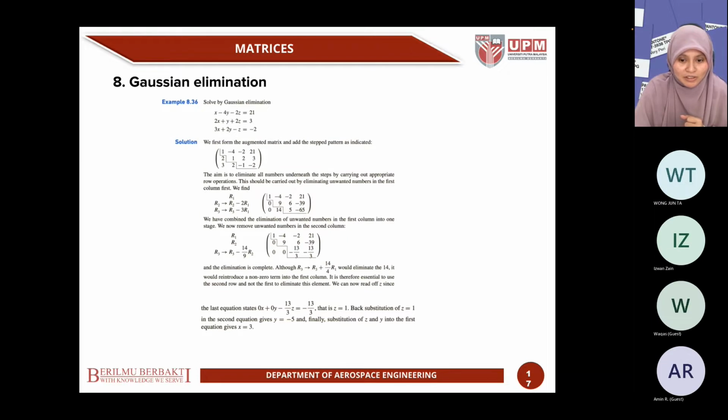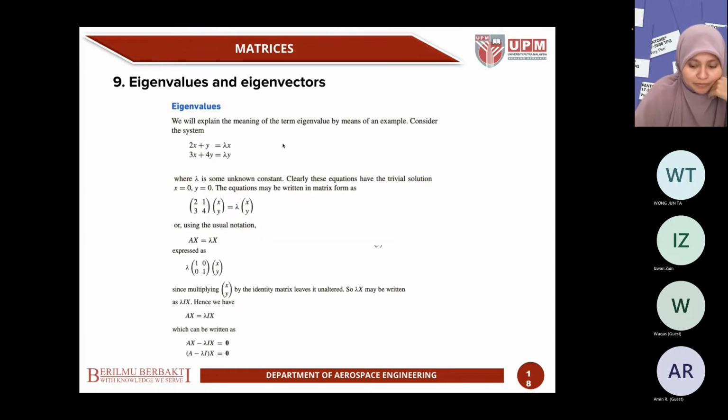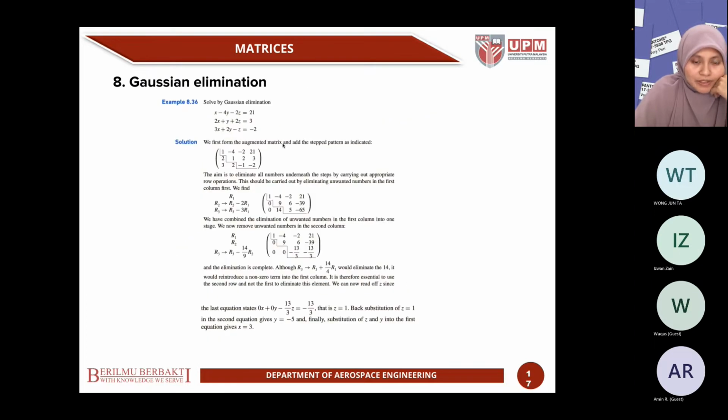This one we can get all the values. But this is 3 linear equations, so we have to find x, y, z. So you just write the matrix first. 1, minus 4, minus 2, and add also the right hand side of the matrix. So you just write the matrix here.